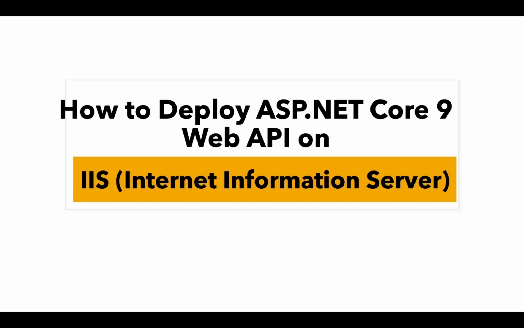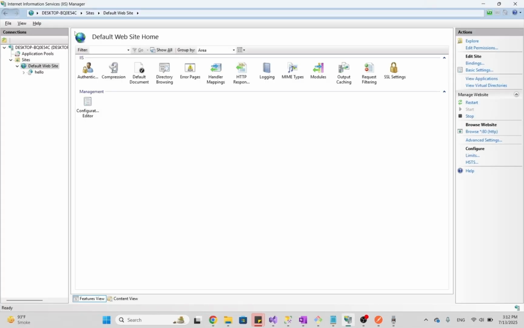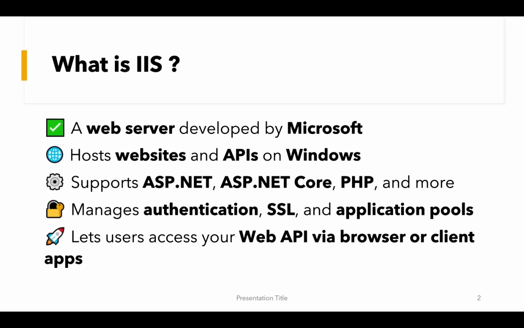Hello everyone. Today in this video, we shall learn how to deploy ASP.NET Core Web API on IIS. We shall learn it step by step, but first let's understand what IIS is. IIS stands for Internet Information Services.